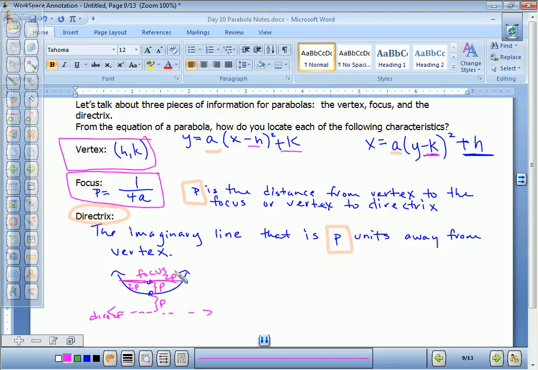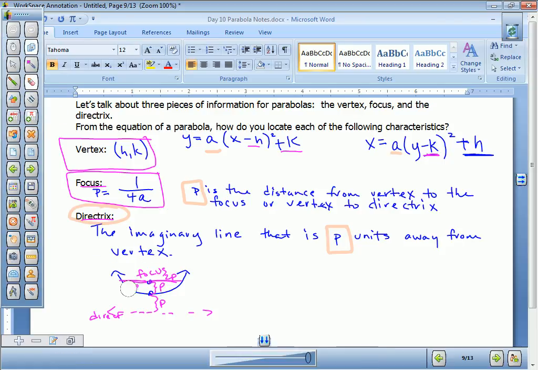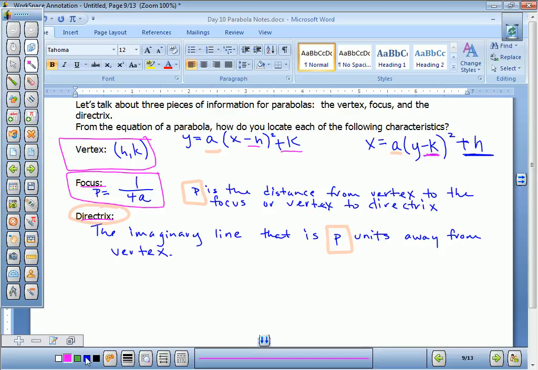Now, the directrix is just that imaginary line that is P units away from the vertex. And it's part of that definition, because we formed a parabola because it's a set of all points in a plane that are equidistant from a focus and a directrix. Okay, so let me sketch this bottom part again. And then real quick, we'll talk about an easier way to graph.